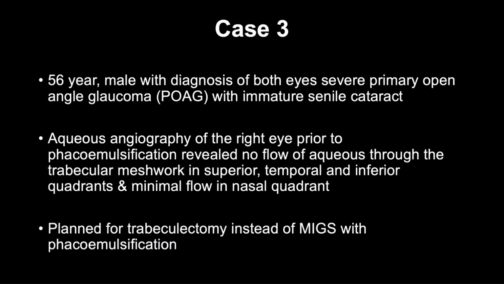Moving on to our third case of a 56-year-old male with both eyes severe primary open-angle glaucoma with immature senile cataract. Aqueous angiography of the right eye prior to phacoemulsification revealed no flow of aqueous through the trabecular meshwork in superior, temporal and inferior quadrants and minimal flow in the nasal quadrant. Hence, based on aqueous angiography showing severe lack of aqueous outflow through the trabecular meshwork, we planned for trabeculectomy instead of MIGS with phacoemulsification.